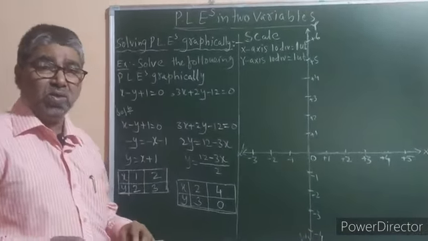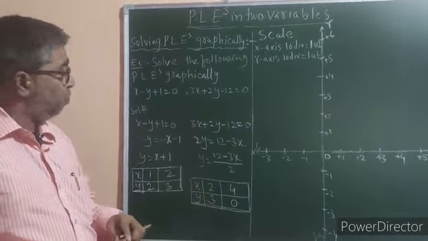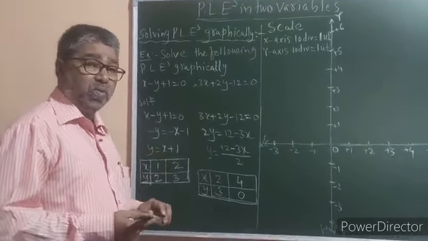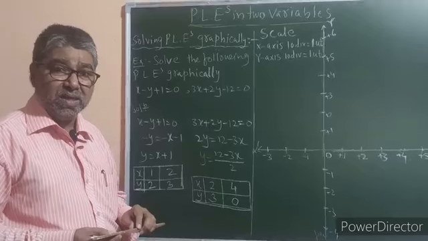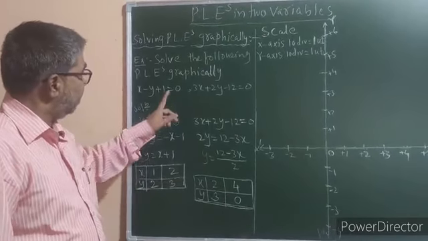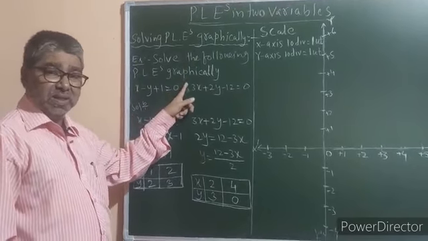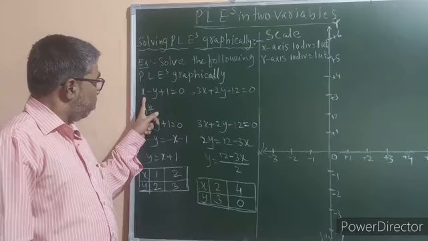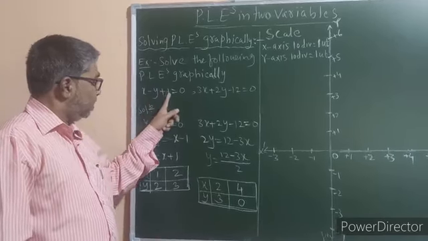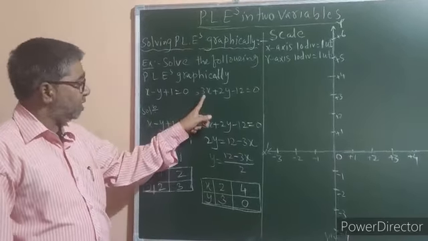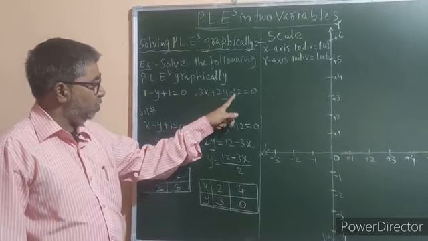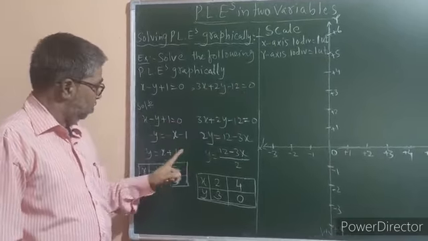In today's video, let us see a few more examples on solving pair of linear equations by graphical method. The first example is: solve the following pair of linear equations graphically. Equation number 1, x minus y plus 1 is equal to 0, and equation number 2, 3x plus 2y minus 12 is equal to 0.